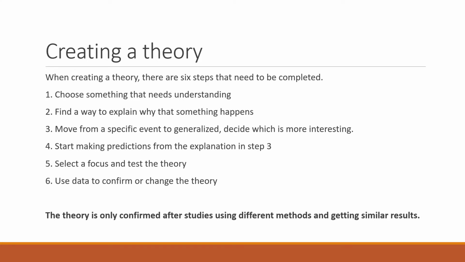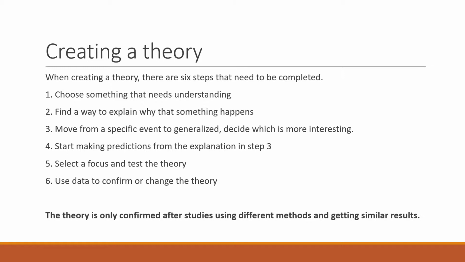So, how do we create a theory? First of all, we need to choose something that needs to be understood. Second, find a way to explain why that thing happens. Third, we move from a specific event to something more generalized, and then we think about what should be more interesting to study.